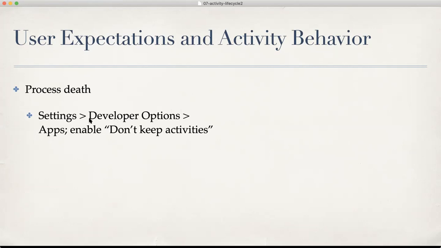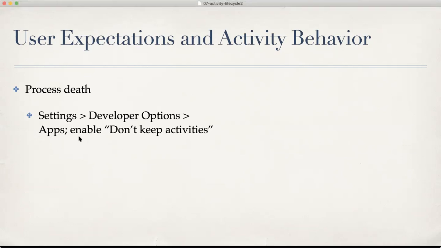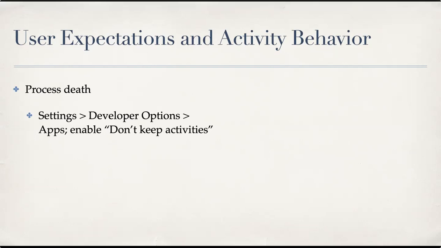How do you do that? You go to settings and click on About Phone 7 times, and then the developer options are enabled. Inside that, you should go to the apps and then enable Don't keep activities. What this will do is basically kill the activity as soon as it goes to the stopped state.